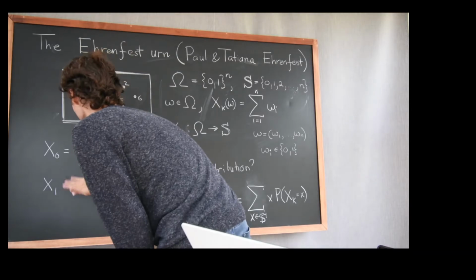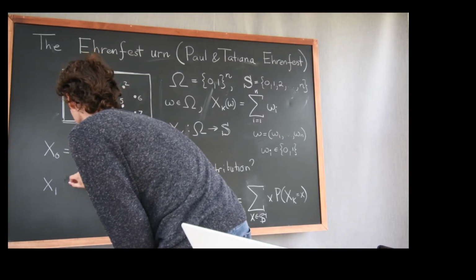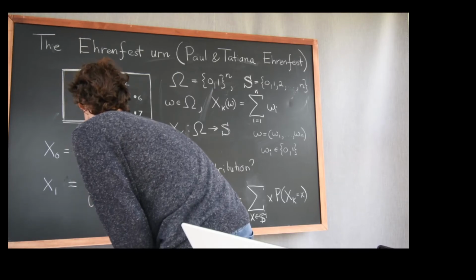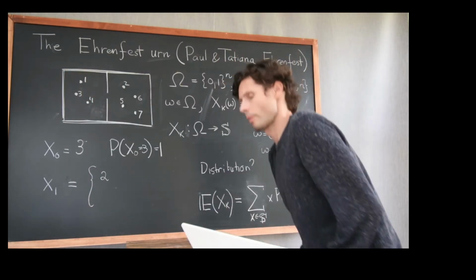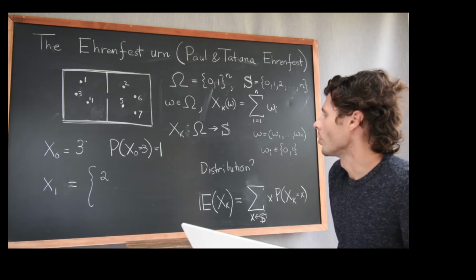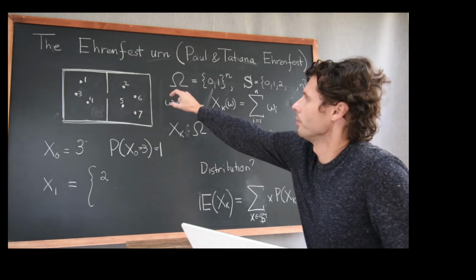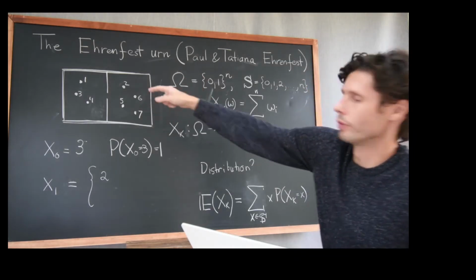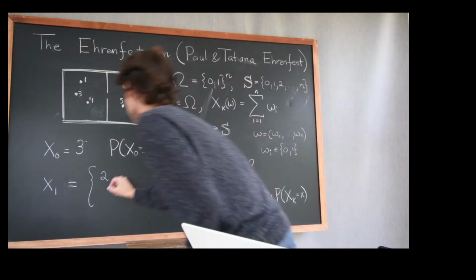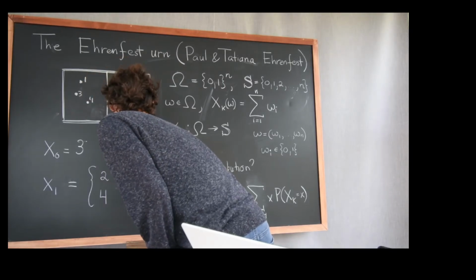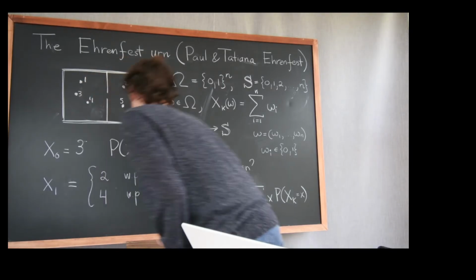So x1 could potentially be 2, or it could be 4, right? How do you get 4? Well, I would have gotten up and, by random, picked something on the right and moved it over there and gotten 4. And the question is, with what probability do these events happen?